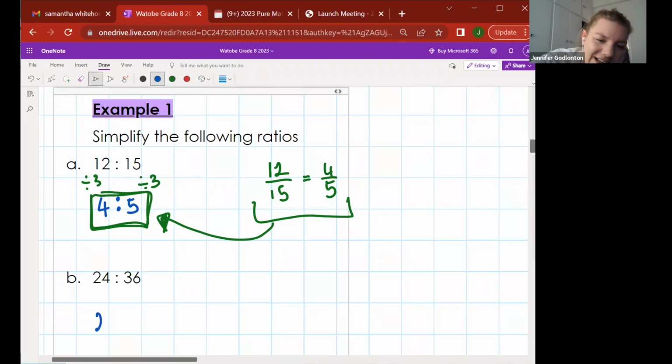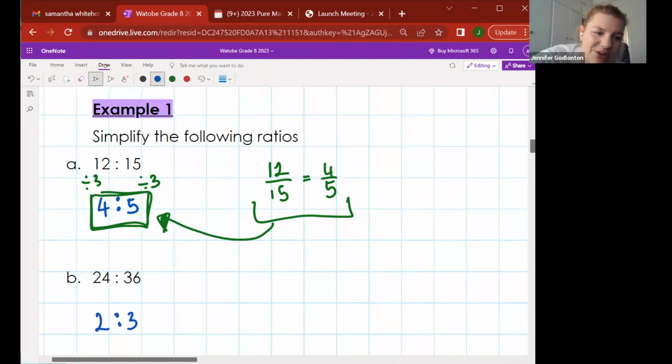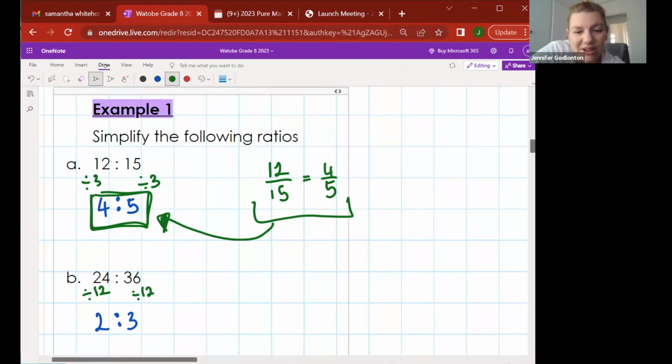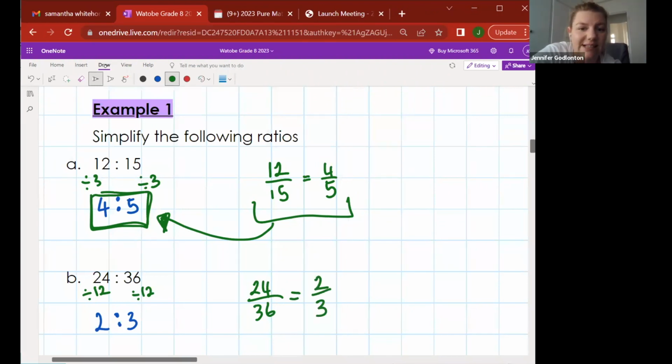Absolutely. Our answer here is going to be 2 to 3. So what we were doing here is we are dividing by 12 on both sides. And again, if you used your calculator and you said 24 over 36, and you pushed equals, you would see that it's simplified it down for you to 2 to 3. Okay, so just remember to write it in its ratio form, and then we are good to go.